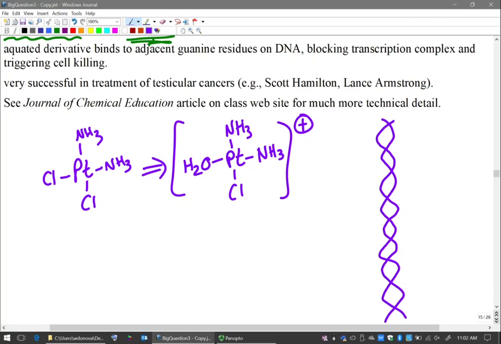If you have two Gs, G is guanine. If you have two Gs that are on the DNA in just the right place next to each other, and so I'm just going to label where they are, those bases, the guanine, they should be hydrogen bonded to the other strand, right? So I'm just labeling, I'm not saying that they stick out literally, I'm just saying where they are. It's cartoon more than it is anything. But this aquated derivative can bond to that location. The ammonias are still cis. And bond to the adjacent guanines.